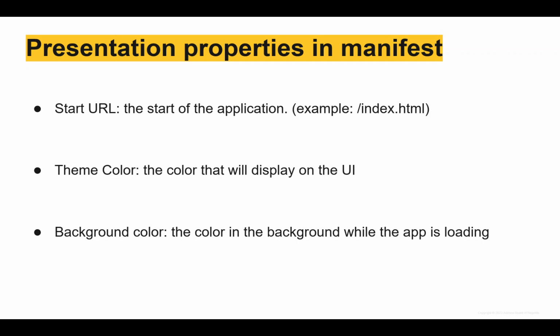The other set of properties are the presentation properties. It contains start URL, which is basically the entry point of our progressive web app. Our index.html is mostly the entry point of the web application, so we can define it, or we can define some other page, like a home page, for this. The color we want to display on the UI elements we define in the theme color property. Then there is background color. Whichever color we want to show while the app is loading and starting, we can provide in the background color property.